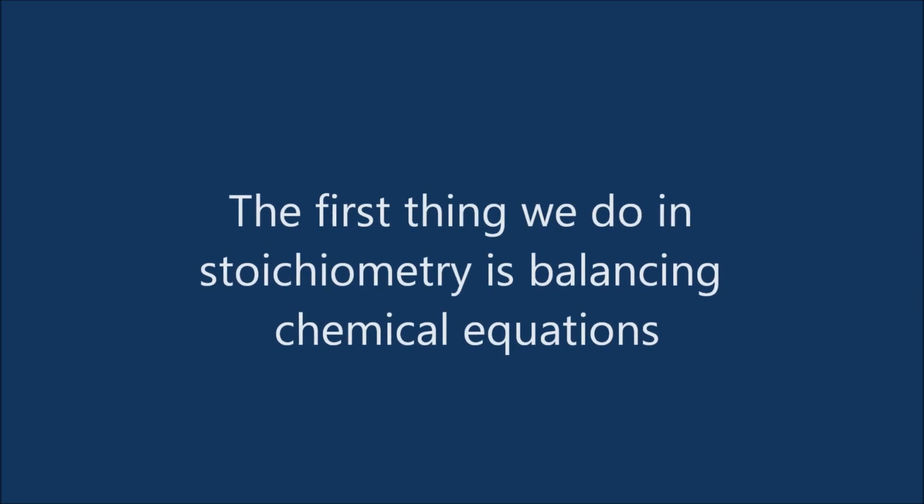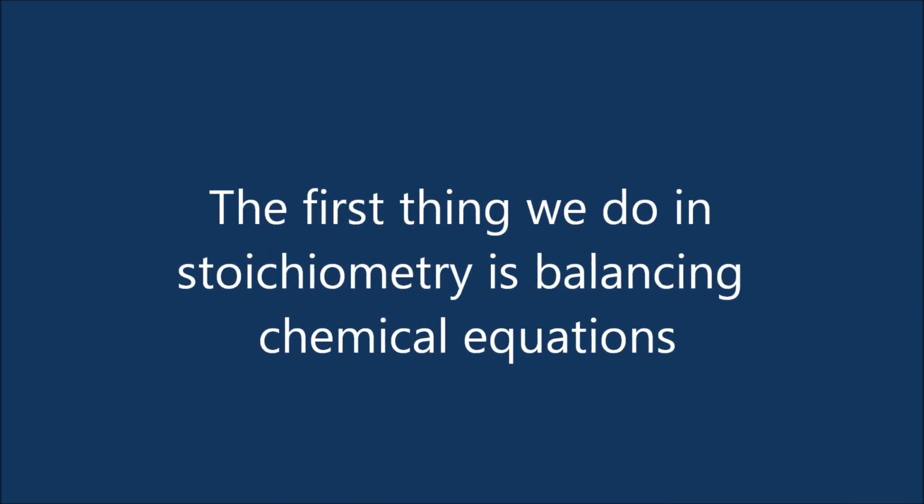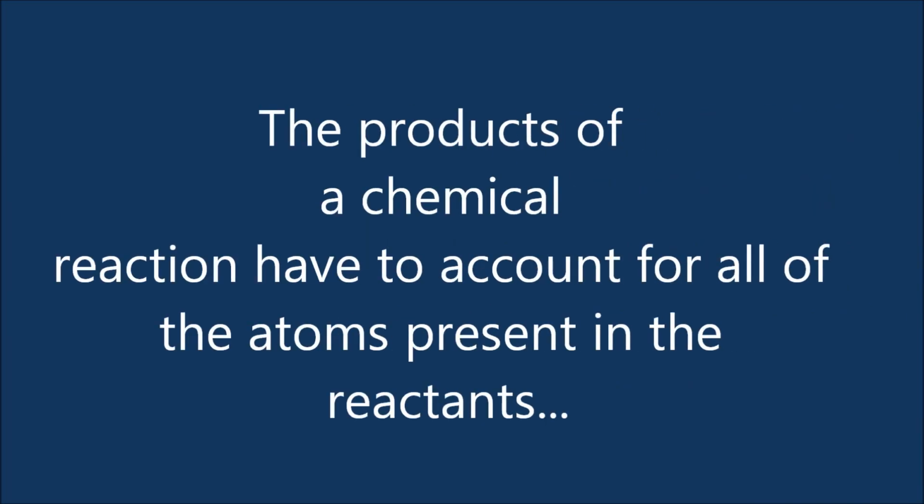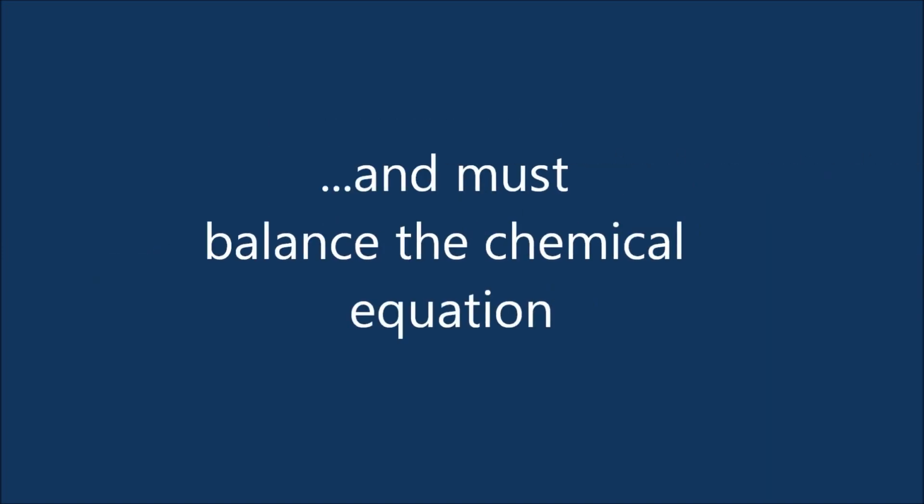The first thing we do in stoichiometry is balancing chemical equations. In a chemical equation, matter cannot be lost. The products of a chemical reaction have to account for all the atoms present in the reactants and must balance the chemical equation.